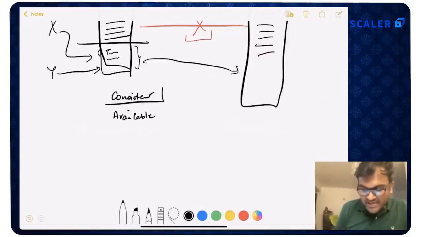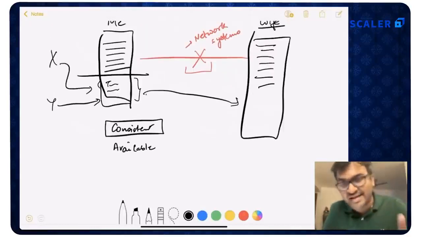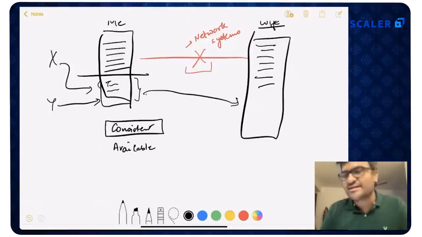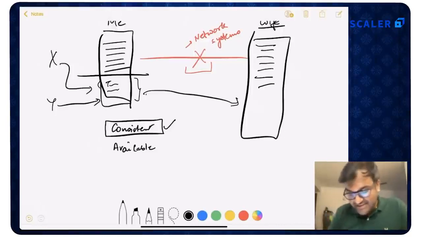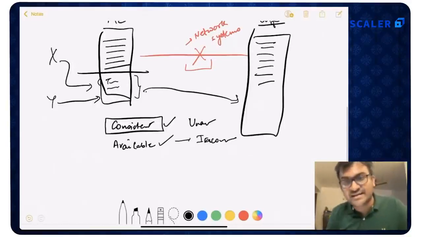If I want to stay consistent, then if Mr. X calls me and says, please note down the entry, I will have to say, sorry, I can't. My system is down. It's not accepting any new write requests. If I want to stay available, then I can take down the entry, but then I become inconsistent. So if I choose consistency, then I become unavailable. If I choose availability, then I become inconsistent. And that is exactly the CAP theorem.